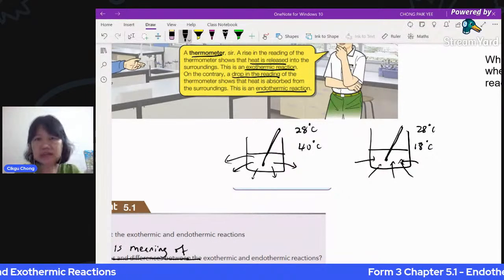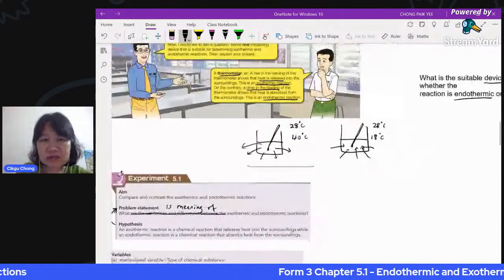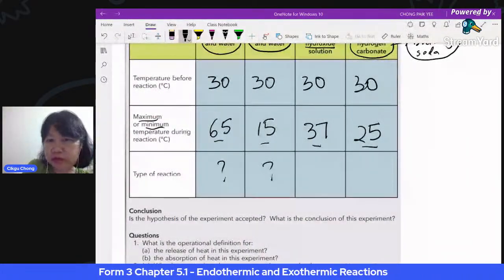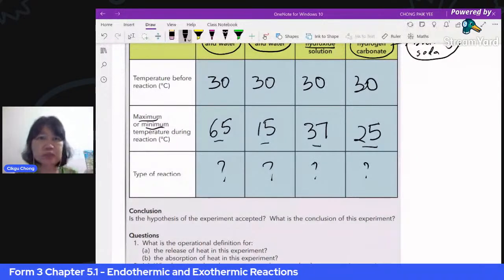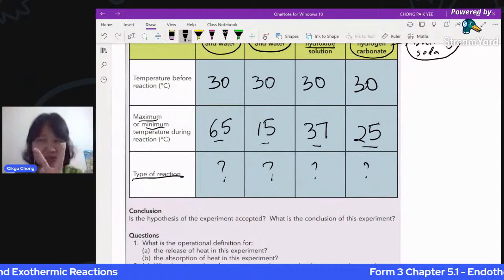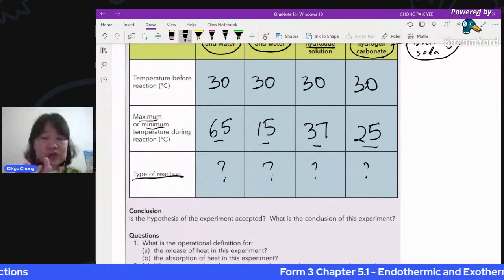Now with this reading I've given you, you should be able to fill this one up. I'm not going to give you the answer because it's going to be your report. Type of reaction: what type is it? We only have 2 types, and you should know the names.